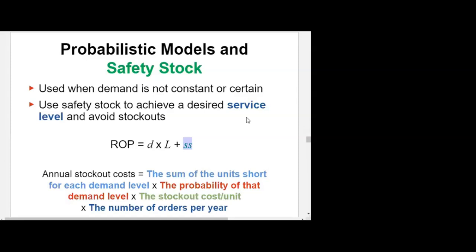We are going to learn how to calculate that additional stock by considering the fact that the demand can be a probability. So it is not a constant value.